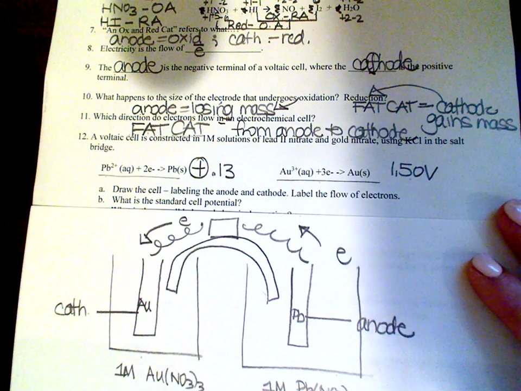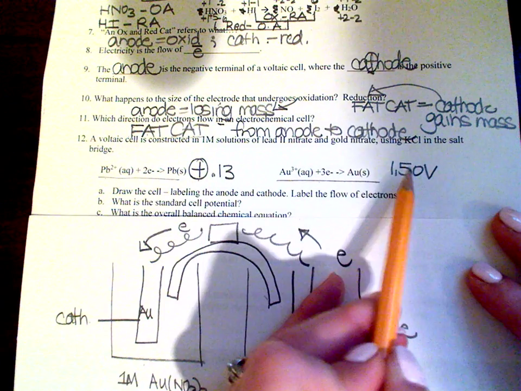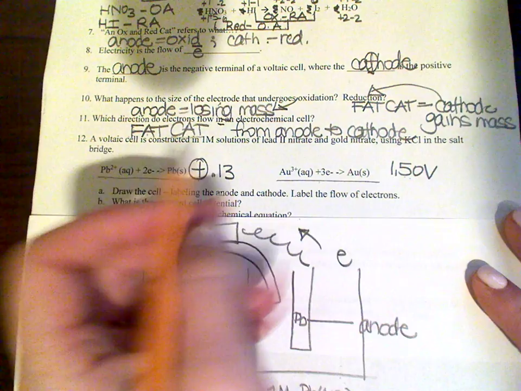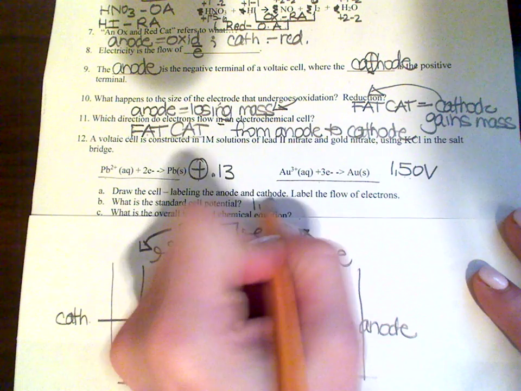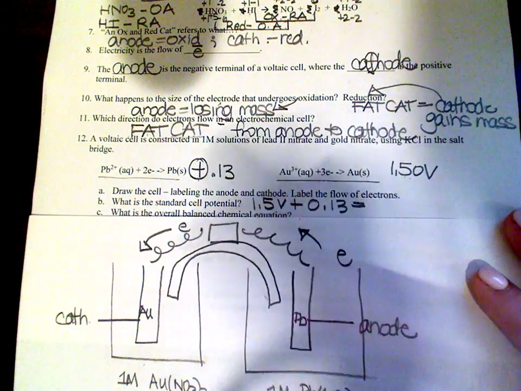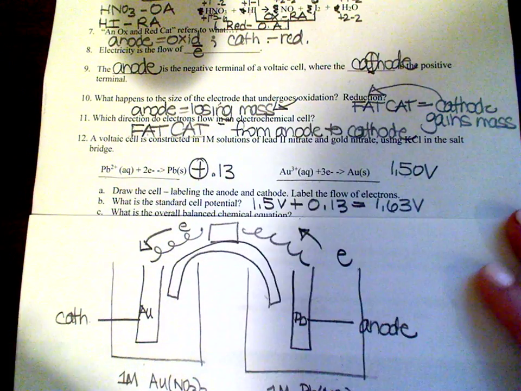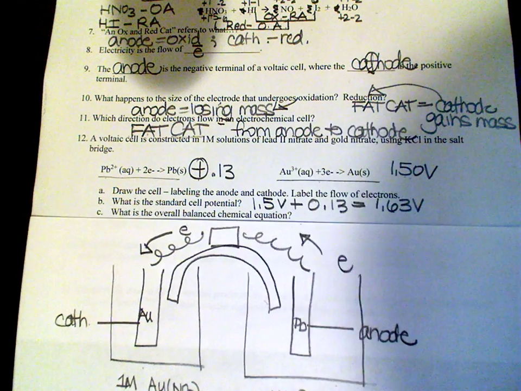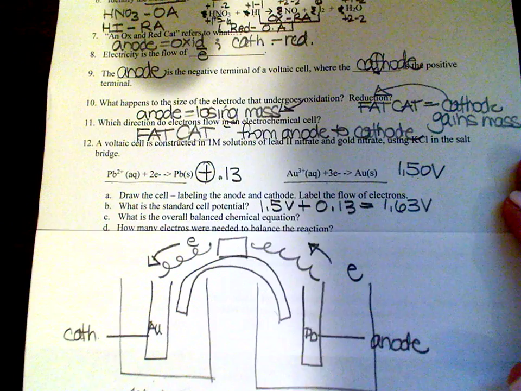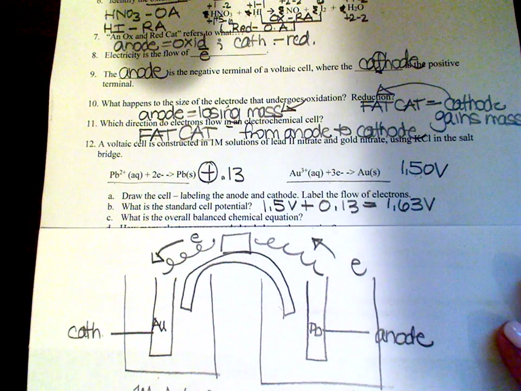For the standard cell potential, I flipped the sign for the oxidation. I left the reduction the way that it is. For the standard cell potential, you say 1.5 volts plus 0.13, and that's going to be 1.63 total volts. Again, it should be positive because all voltaic cells are spontaneous, and we should get a positive cell potential. All right, the overall balanced equation.